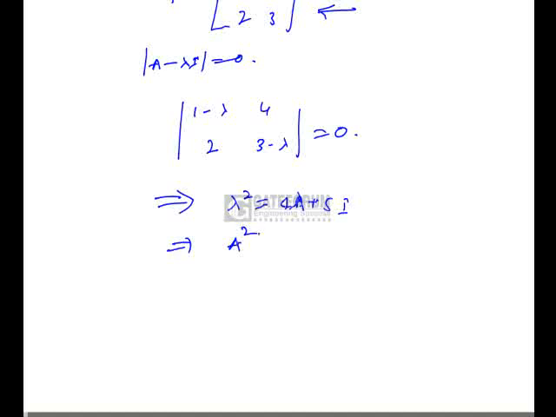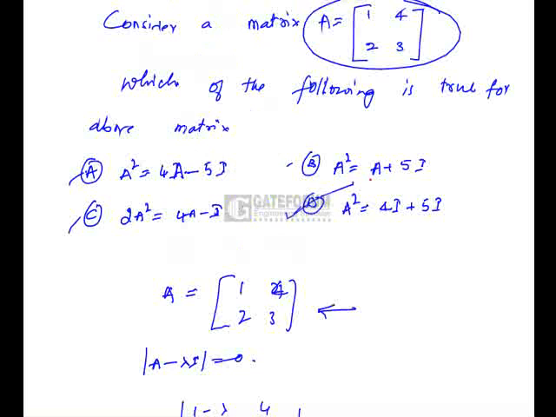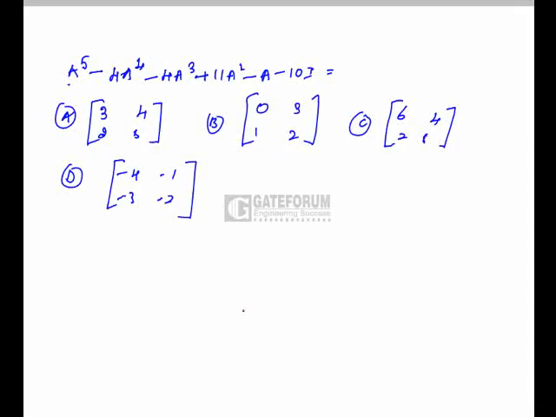So it can also be written as A square equals 4A plus 5I, which is nothing but option D. We have to find A power 5 minus 4A power 4 minus 4A cube plus 11A square minus A minus 10I. Now, as it is a linked answer question, let us take the previous answer. Previous answer is nothing but A square equals 4A plus 5I. If I write it in polynomial form, it will be lambda square equals 4 lambda plus 5. Let it be some equation 1.